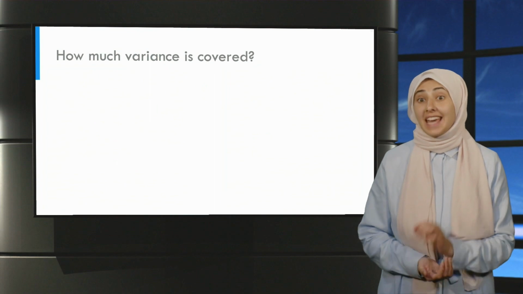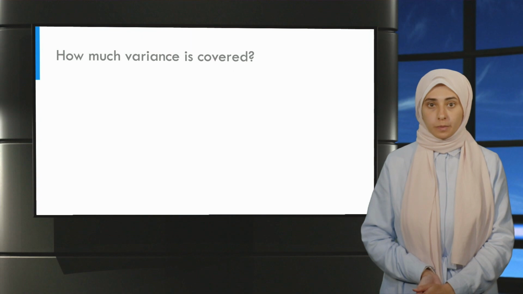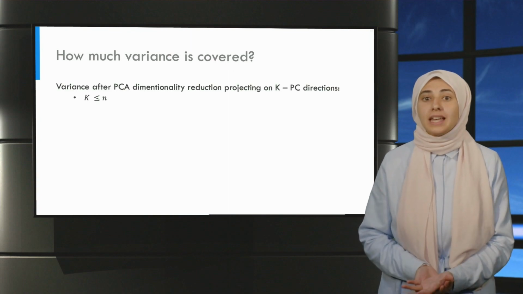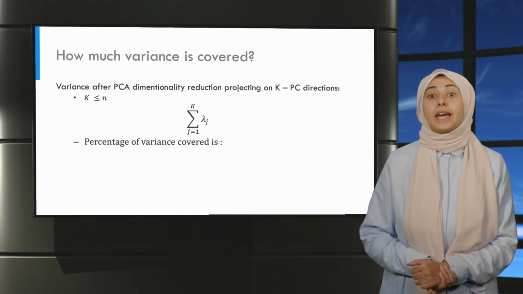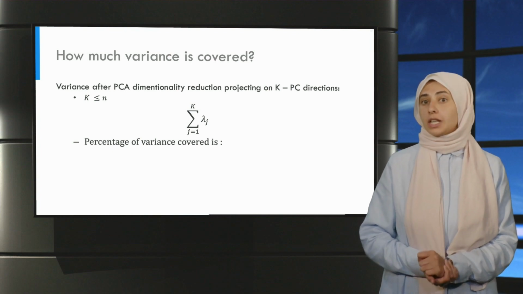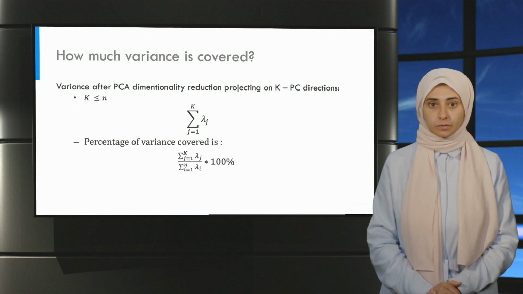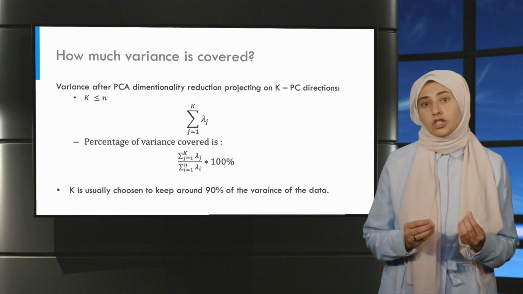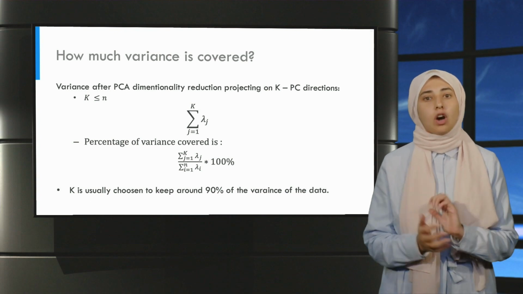We can measure the exact amount of variance kept when dropping some dimensions. This can be done by simply adding the lambdas that correspond to the k PC directions that we keep. We can also calculate the percentage of the variance kept after the dimensionality reduction using the percentage equation on the slide. We choose k based on the application, but most commonly we aim to keep around 90% of the data variance.